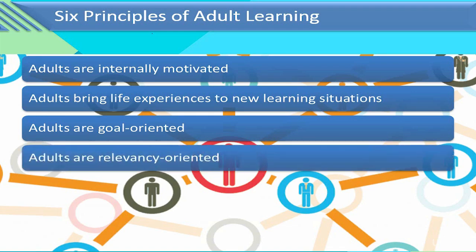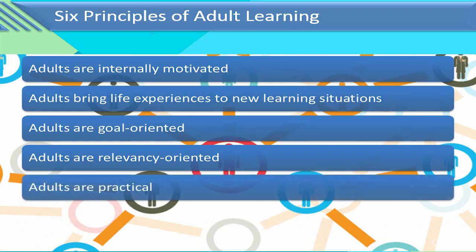Adults are relevancy-oriented. Adults must know the reason for learning. They want to know the benefits of acquiring new knowledge and the cost of not acquiring it. For this exact reason, you should base your courses on the intended audience and include all objectives and goal statements in the lesson plans and activities as well as on real work experiences.